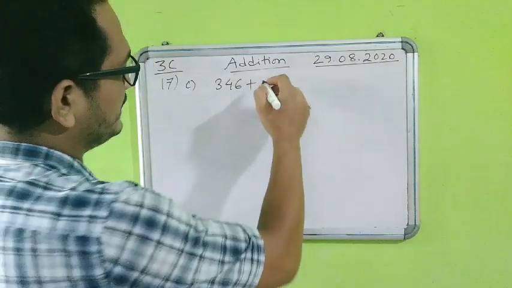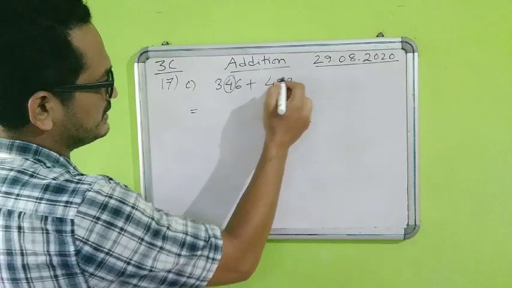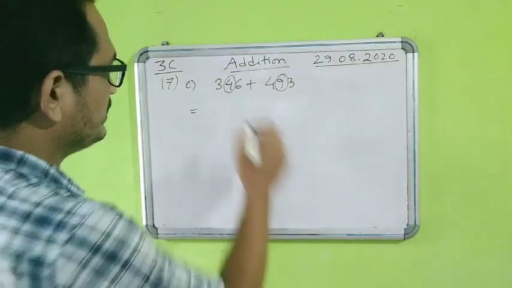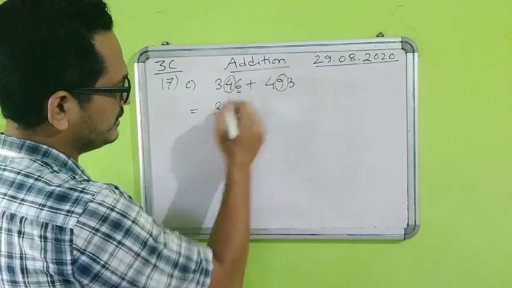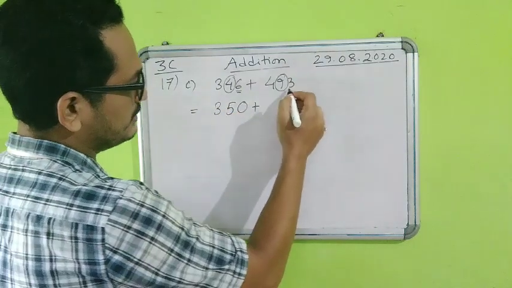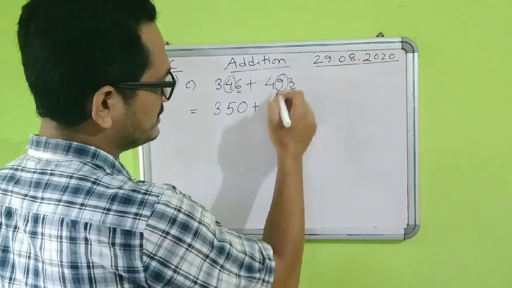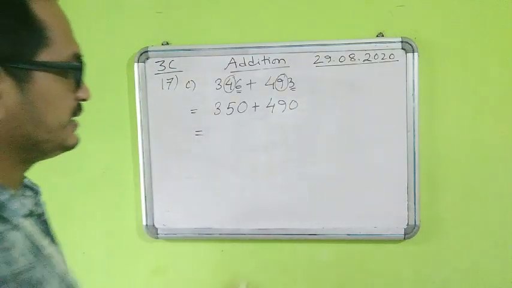plus 493. Now here you can see this is the ones place, this is the tens place. So since we need to estimate, we need to round off first. Now here it is 6, which is greater than 5. So it will be 4 plus 1, 5, and it will be 3, and it will be 0. Here the ones place is 3, which is less than 5, so no need to change anything. This will be 9, this will be 4, this will be 3. Now let us add 350 and 490.